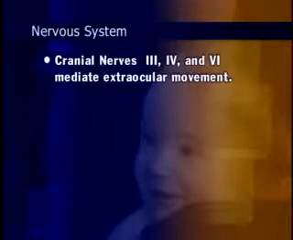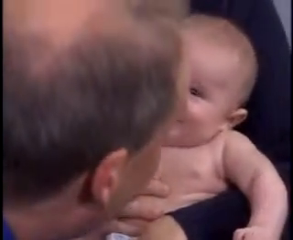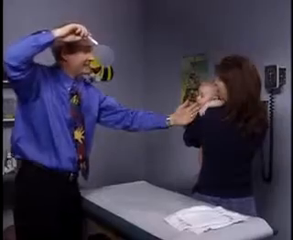Cranial nerves 3, 4, and 6 mediate extraocular movement. These nerves can be tested by observing tracking as the infant regards your smiling face moving side to side. Use a light or a toy without sound for this test if necessary.